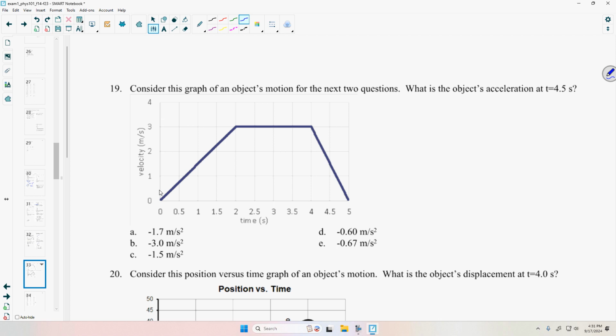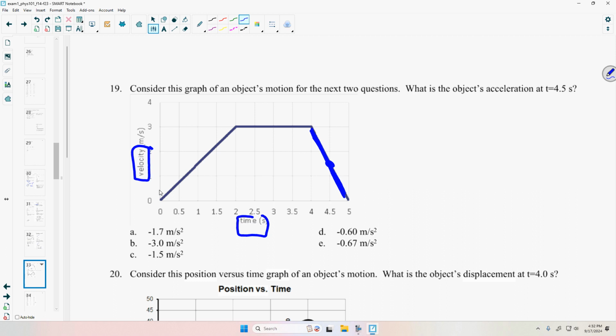Okay. Yeah, so very likely to have a question like this. This was, let's see, fall 19. So you have a lot of graphing questions, qualitative, quantitative, like you're going to have, gosh, 8 questions probably, all told, that are just graphing questions like this. What is the object's acceleration at t equals 4.5? Recognize that this is a velocity versus time graph, and so the slope of this graph gives the acceleration.